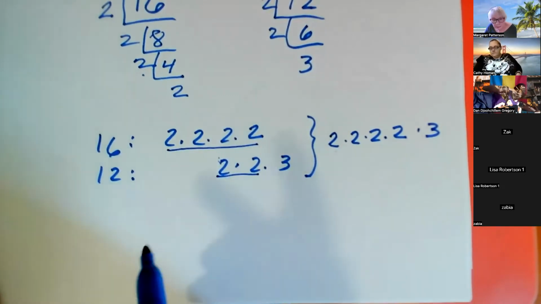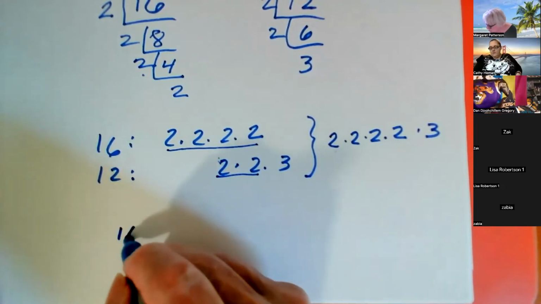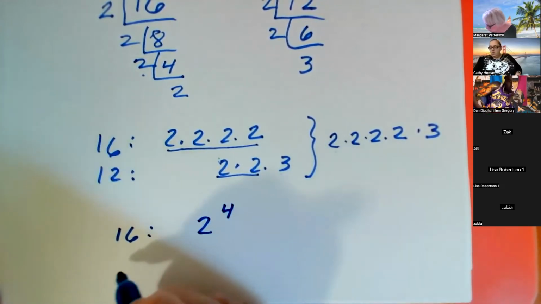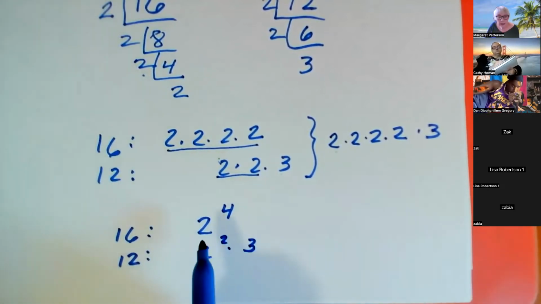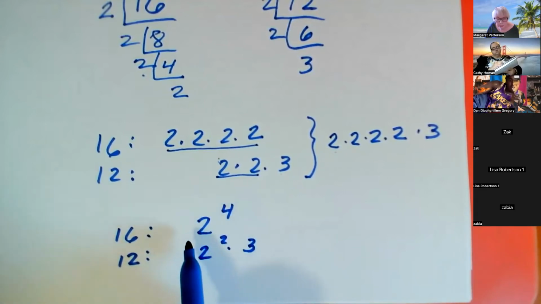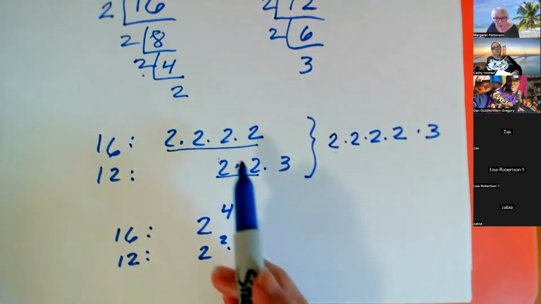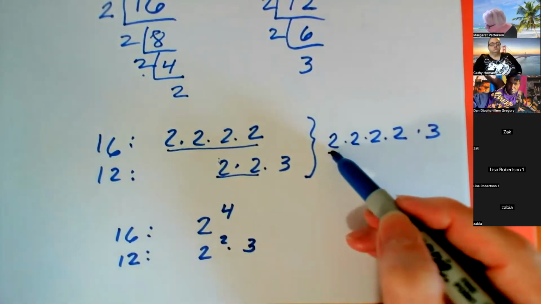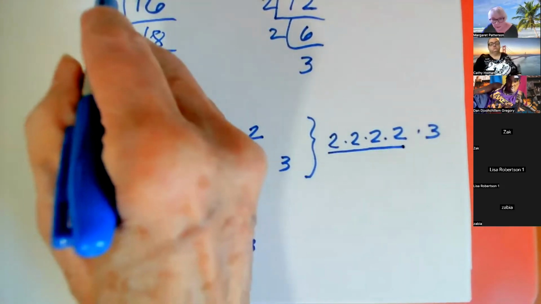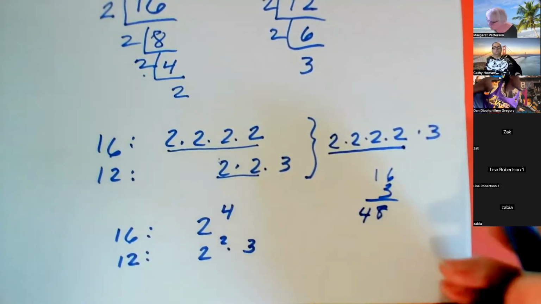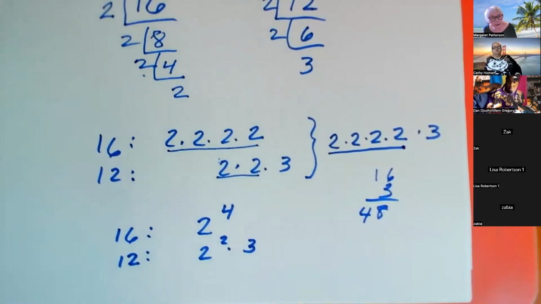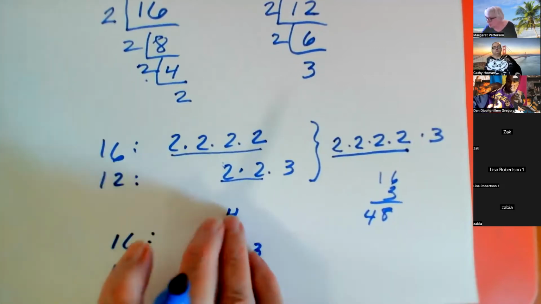Another way that you might have done it was with exponents: 16 is 2 to the 4th, and 12 is 2 squared times 3. It's very clear that this one has the most. So I need 16, because we already had it right up here, times 3. 16 times 3. Did somebody guess 60? It's 48. I missed one. It's 48.